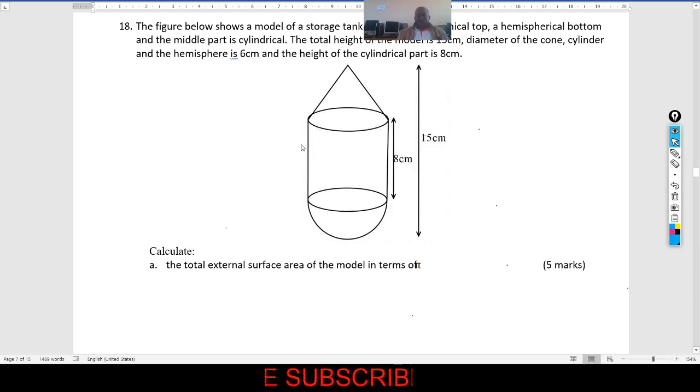Now, the total height of the model, from here to here, is 15. But remember, you have to interpret, okay: the diameter of the cone, cylinder, and the hemisphere is 6. Diameter of all these is 6. Diameter is 6, so the radius is 3. So that means the radius here is 3. And the radius here is also 3.